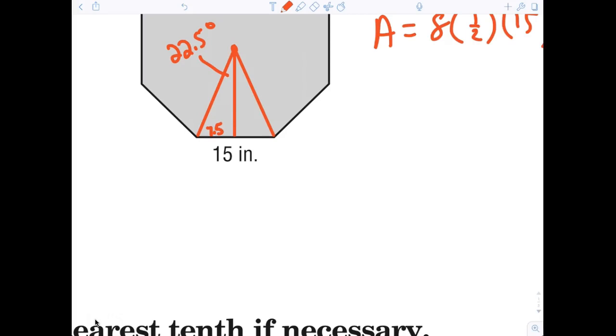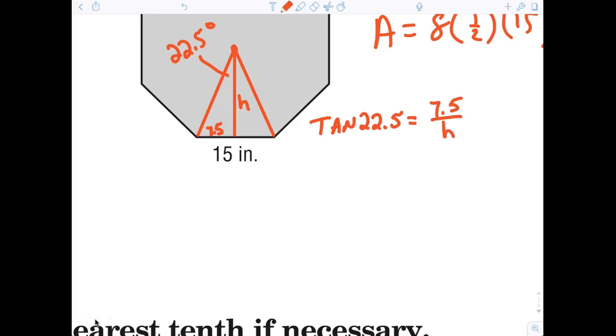Very good. Half of 15, 7.5. And now I'm interested in the height. So now you have to be able to tell me what trig function would allow me to solve for the height. Tangent. Thank you. Because tangent is defined as opposite over adjacent. So I have the tangent of 22.5 is equal to 7.5 over h.